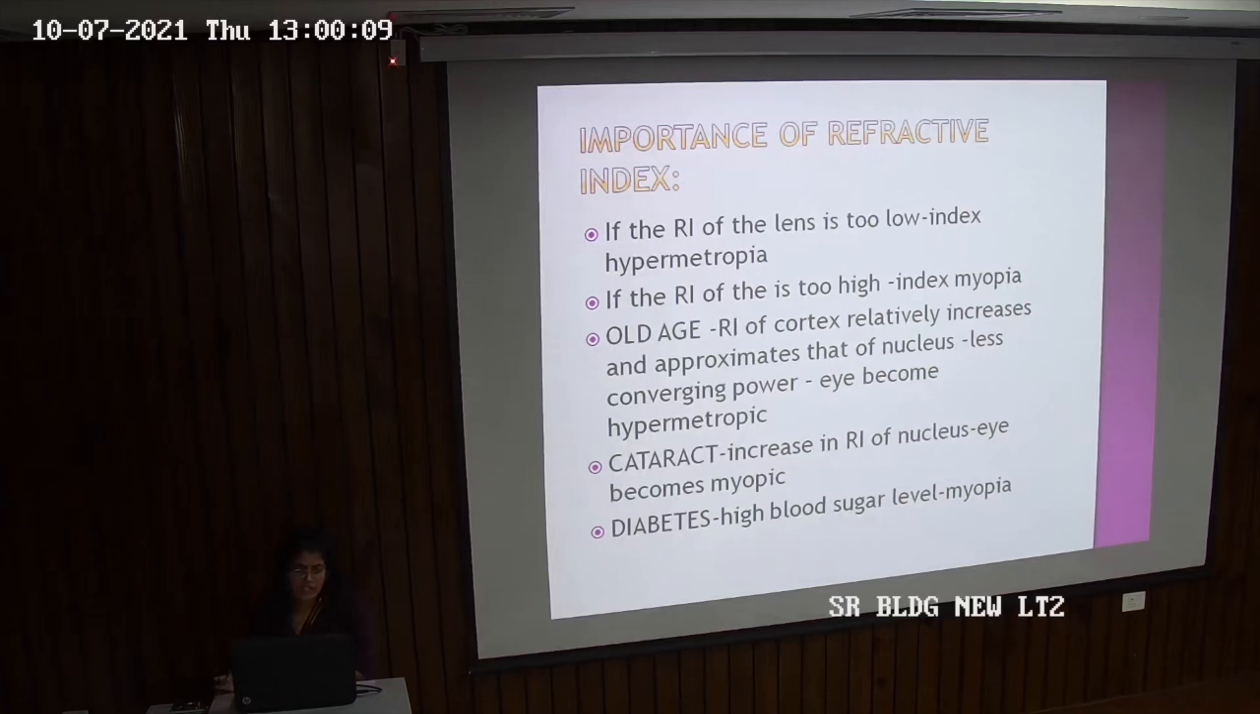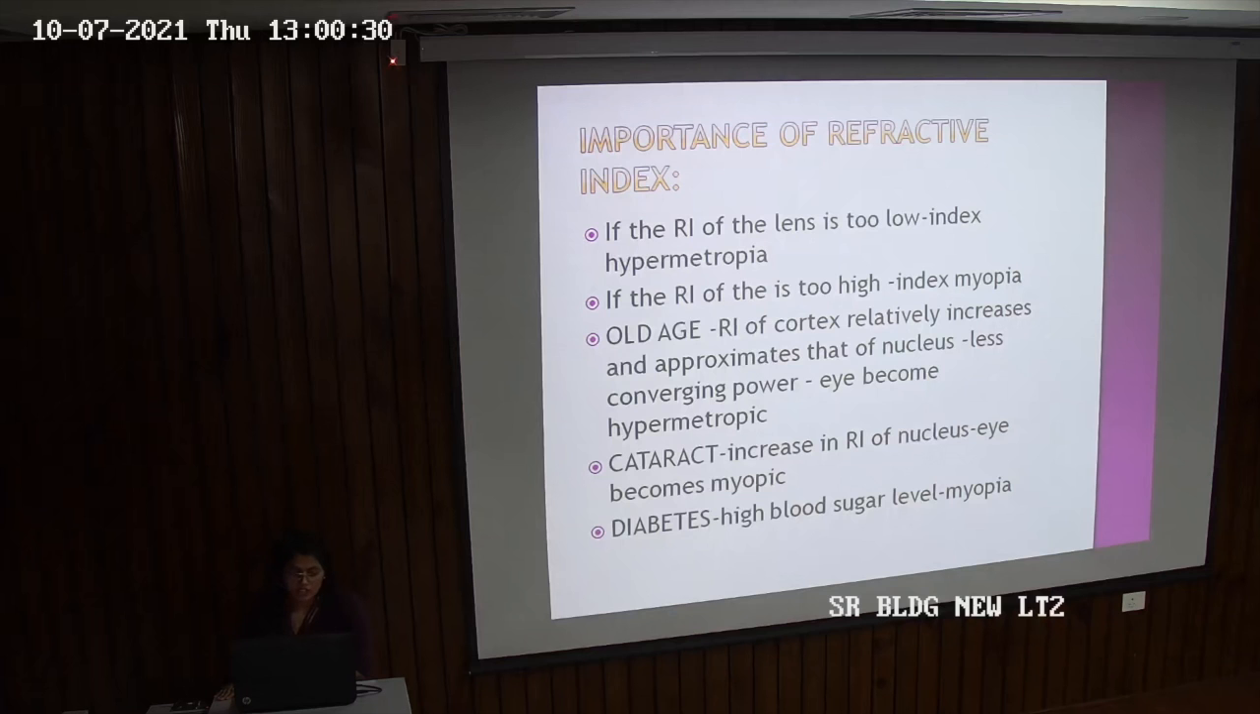Earlier I also mentioned why we keep discussing the refractive index: because it's important for the refractive errors we deal with in our lives. If the refractive index of the lens is too low, it is called index hypermetropia. If the refractive index of the lens is too high, it is index myopia.